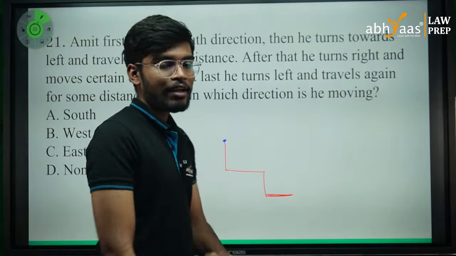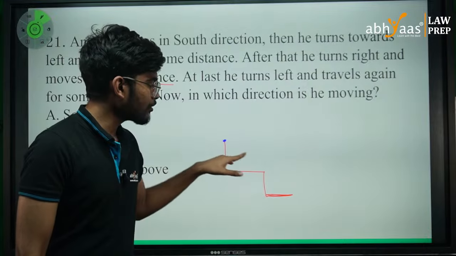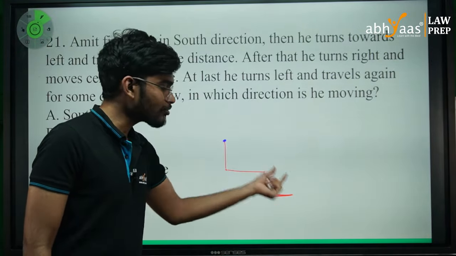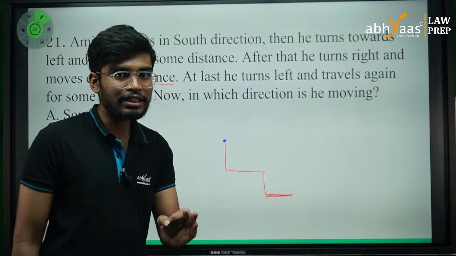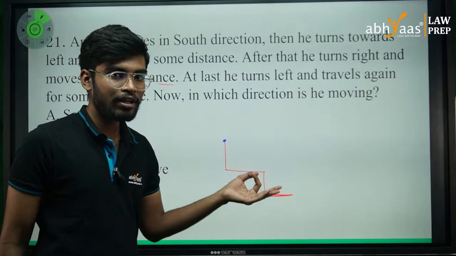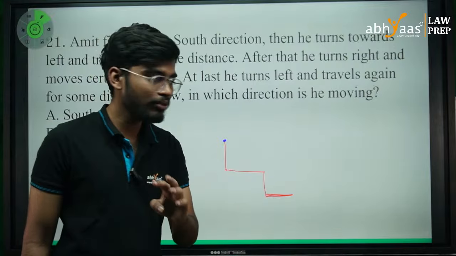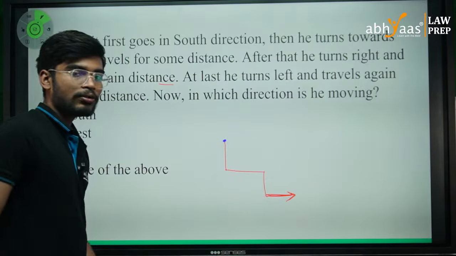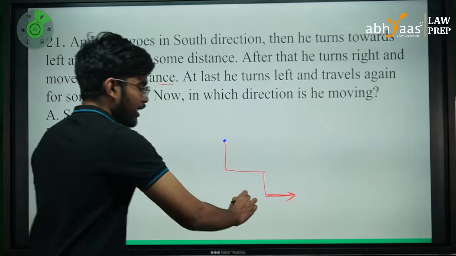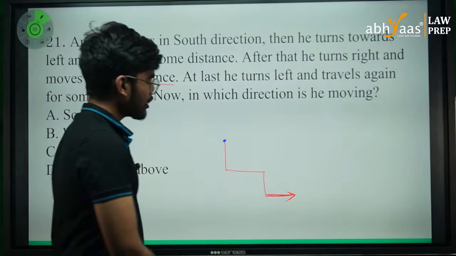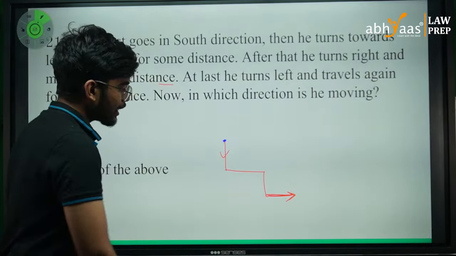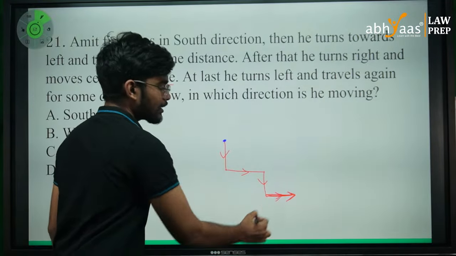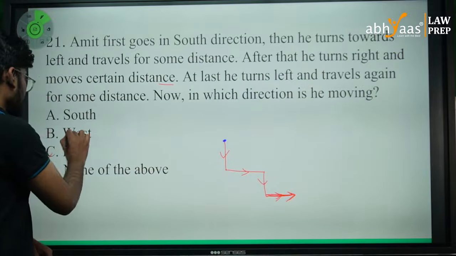The questions can be of four types. In which direction is the starting point with respect to the final point? In which direction is the final point with respect to the starting point? The shortest distance, the distance between the two points, or the total distance traveled. These are the four types. Now, in which direction is he facing? He is facing towards east. Because if you draw the compass, it is towards your right. This is the arrow mark. Initially, he is going towards south, taking a left turn, again taking a right turn and then a left turn. So, his final direction will be towards east. So, it is option C.